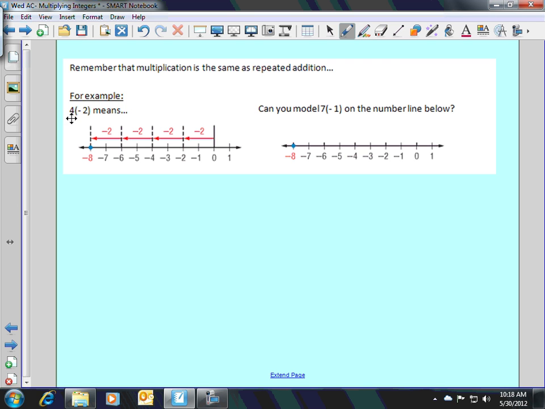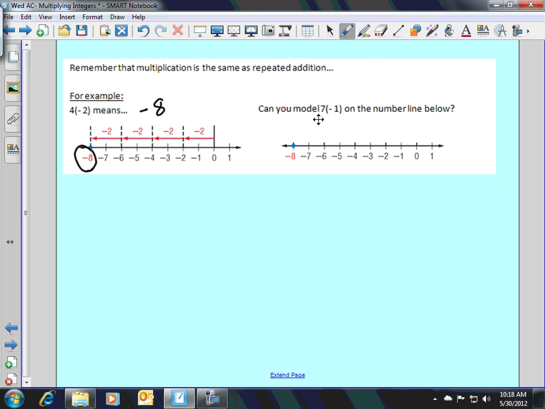So this means 4 groups of negative 2. Remember, when there's no sign in between a parentheses, it means multiply. So here's your first group of negative 2. Notice I'm moving in a negative direction because it's a negative number. So here's your first group of negative 2, your second group of negative 2, third group, and your fourth group. Where did I end up? Negative 8. So that is my answer.